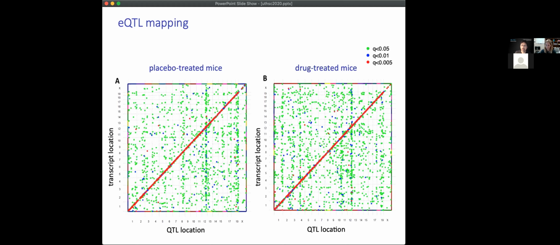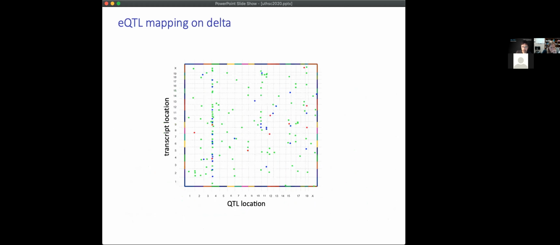Okay, and let's look at the drug treated mice now. So we see a similar picture for the drug treated mice. So this is just QTL mapping on the drug treated mice. So what happens when we map on the delta? When we map on the delta, we saw this, and at first I was a bit shocked. I wondered whether we'd done something wrong because it doesn't look like the usual kind of QTL mapping plot.